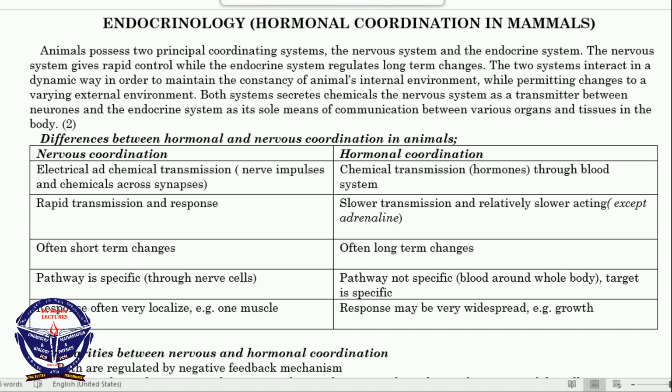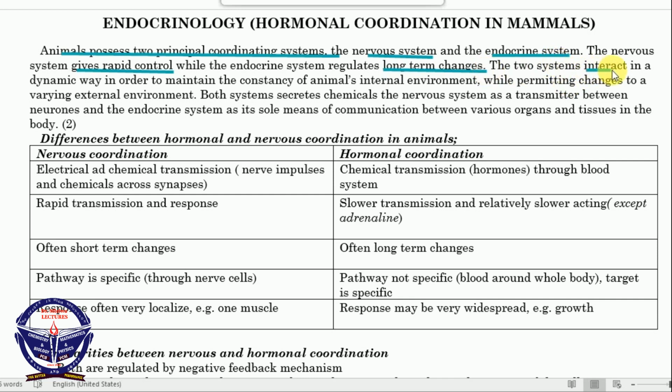So what we can say is that animals possess two principal coordinating systems. We have the nervous system and the endocrine system. Now, the nervous system gives rapid control. You see that the first major difference is rapid control, while the endocrine system regulates long-term changes. Kwa hiyo endocrine system ina regulate vitu ambavyo ni vya muda mrefu, while nervous is short-term or rapid.